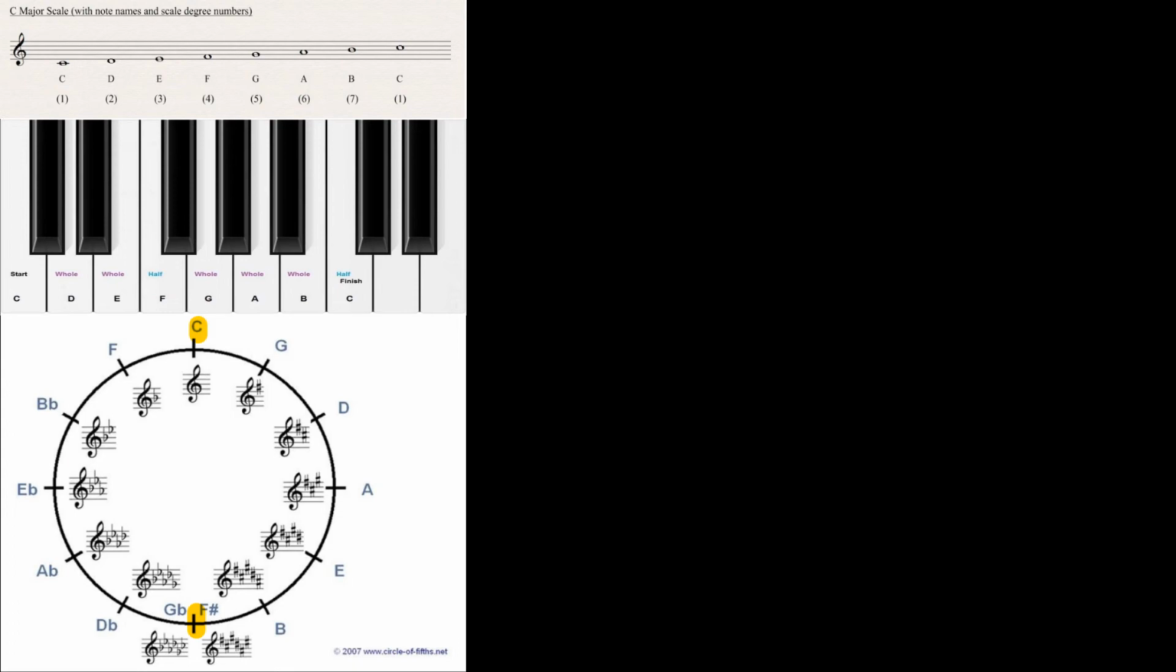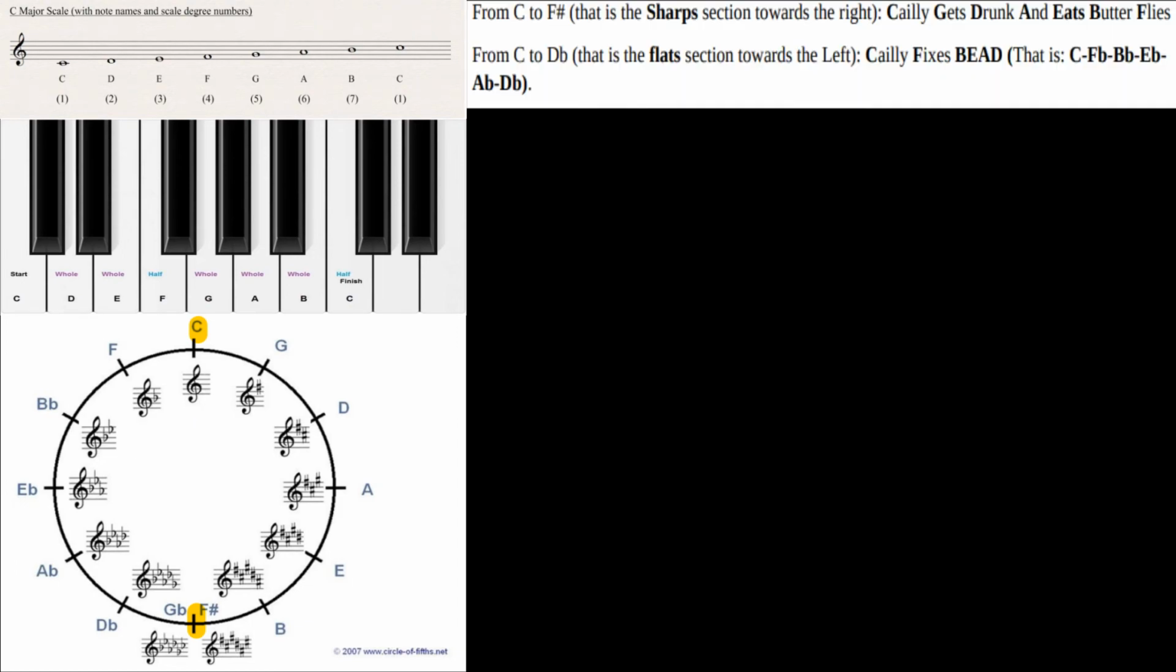Whenever we move by an interval of 5 notes, we add a sharp if we move clockwise, or a flat if we move counterclockwise. To remember the order of sharps in the circle of fifths, use the mnemonic Kaylee gets drunk and eats butterflies. To remember the order of flats, use Kaylee fixes bead, like the bead of a necklace.